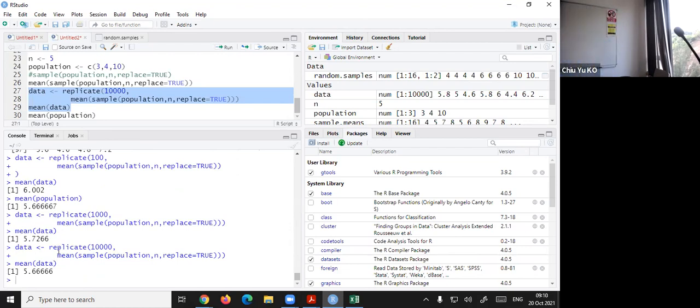So this is the first thing to show you: if you really do a lot of sampling using a computer, this actually fits our intuition, right?